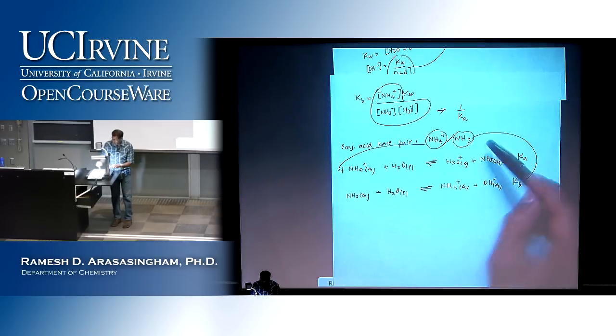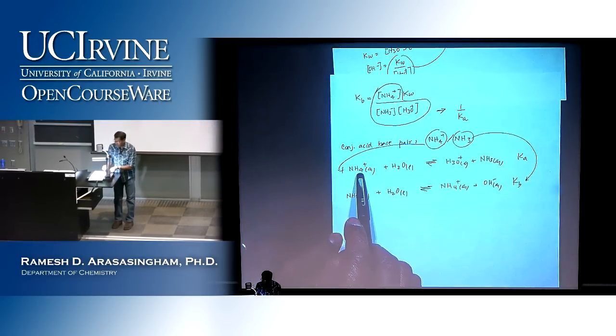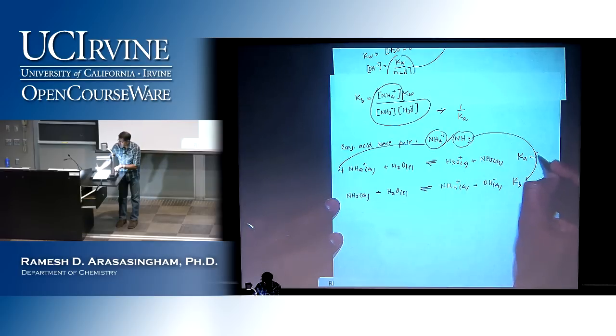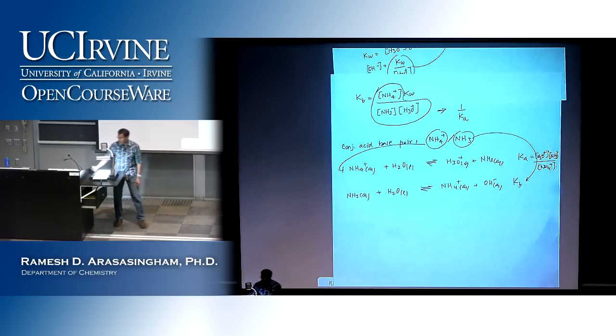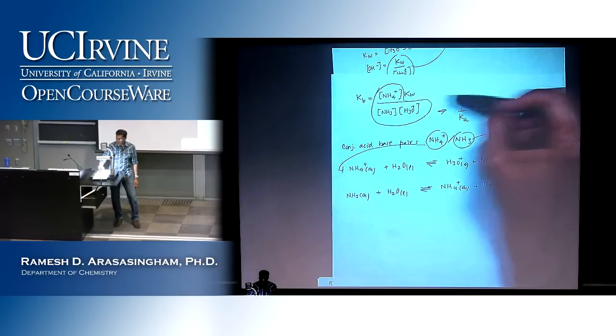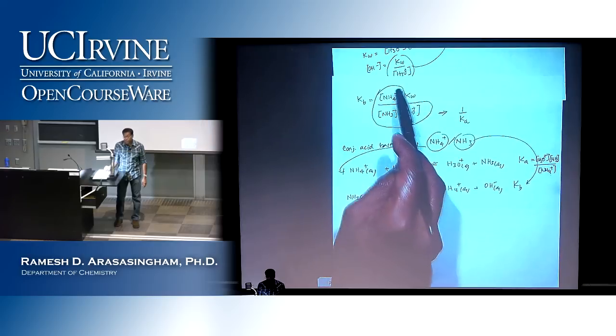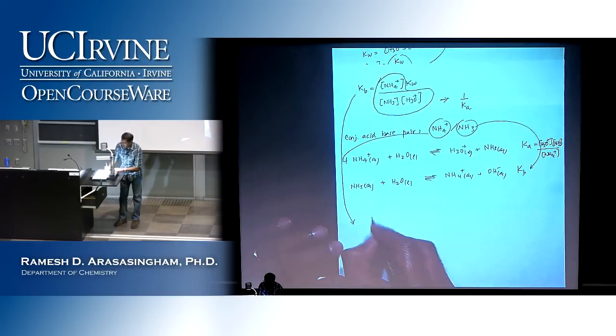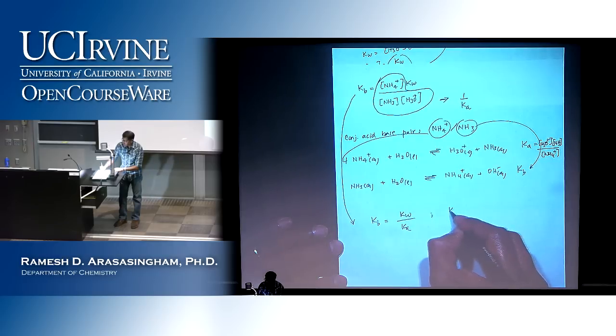So now, can you see that if I take this equilibrium in the acid form, this describes H2O. So if I take Ka, I know Ka equals what here? Ka equals hydronium ion concentration times NH3 divided by NH4 plus. So if you take the acid form, it is H3O plus times NH3 divided by NH4 plus. Can you see that if I go back to this equation, I can say Kb equals Kw over Ka, and therefore Kw equals Ka times Kb.